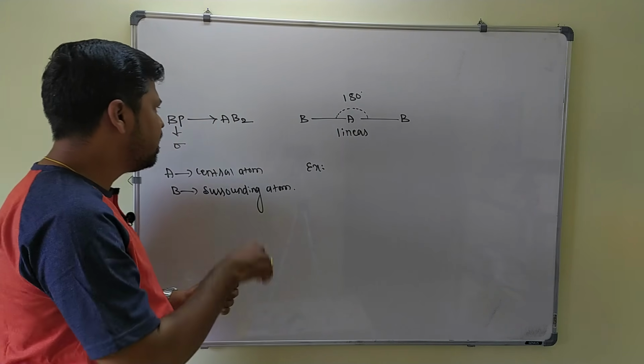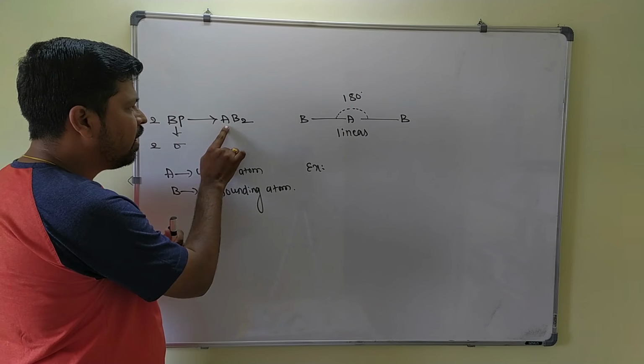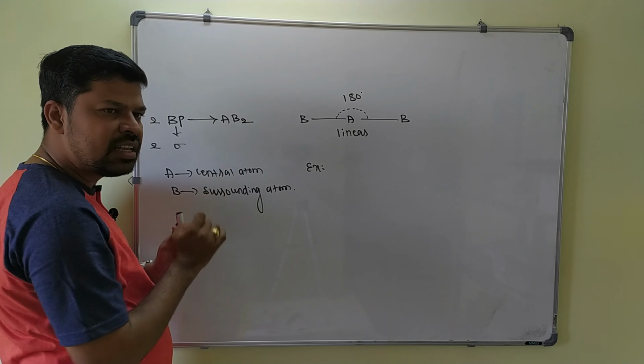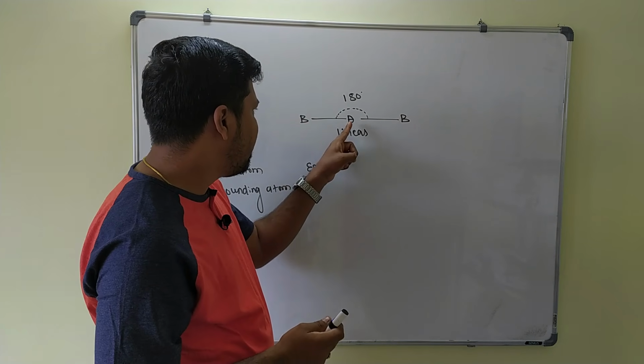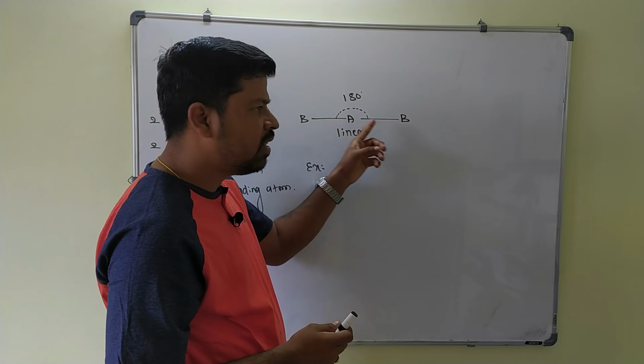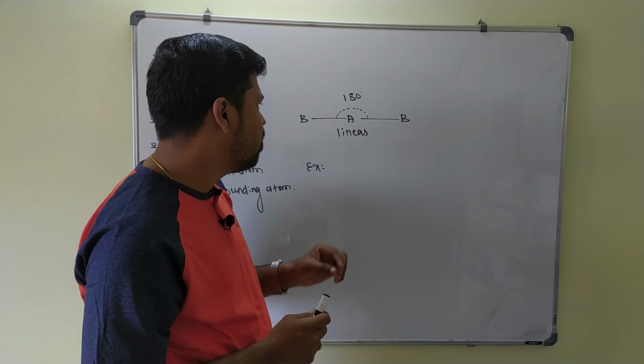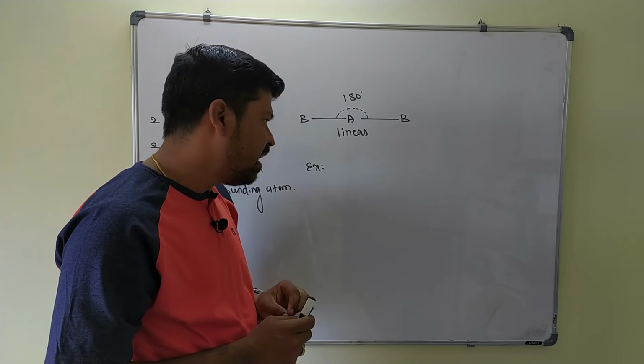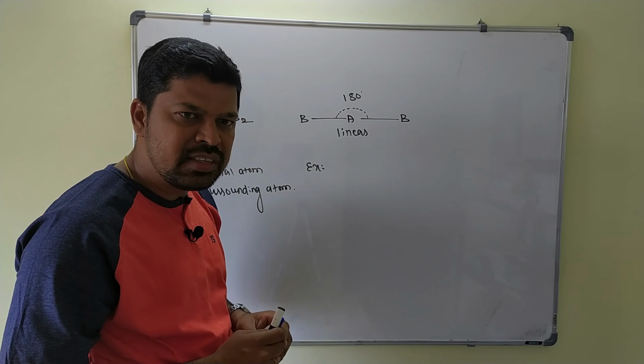That's why in case of an AB2 type of molecule, A indicates the central atom and B is the surrounding atom, so that A is connected to the 2 B atoms in a linear fashion. Only 2 sigma bonds are there. The angle between them is 180 degrees and the shape of the molecule is linear.